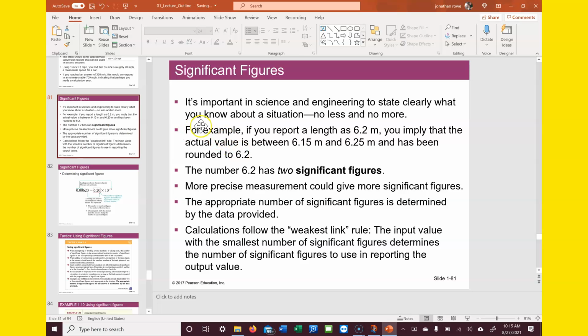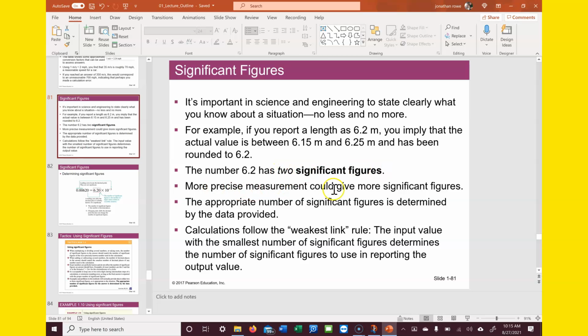But we'll go over it again. For example, if you report a length as 6.2 meters, you imply that the actual value is between 6.15 and 6.25 and has been rounded to 6.2. Whatever the last number is, the assumption would be that there was one more decimal place there that was rounded to get that 2. The number 6.2 has 2 significant figures.